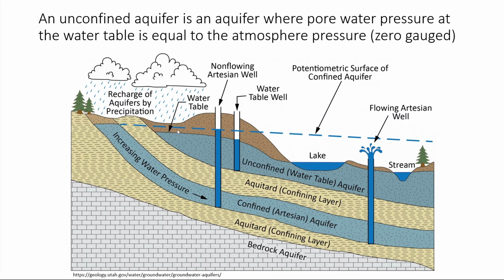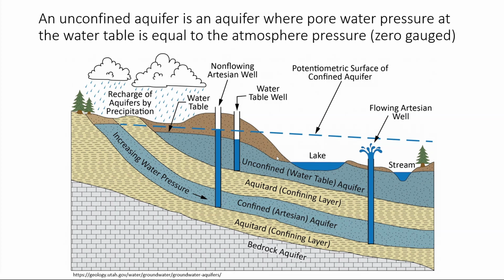What does this mean? This means that this water table goes up and down. This water level here is not constant. If you have a recharge event, the water table will go up. If you have a drought event, the water table will go down. If you are pumping this water, the water table will go down. That's one thing.